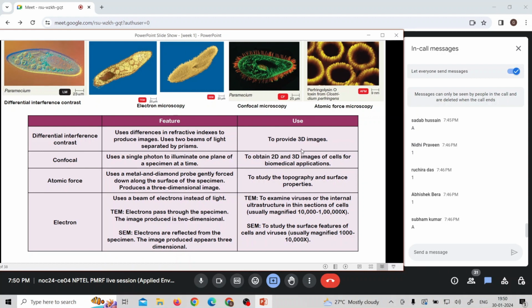So as told, this atomic force microscopy uses a metal and diamond probe. As you can imagine, maybe something like a stick with some triangle attached to its end. That is how a probe of an atomic force microscope is going to be. And you're going to scan that probe through the surface, where you will get an image as shown here.